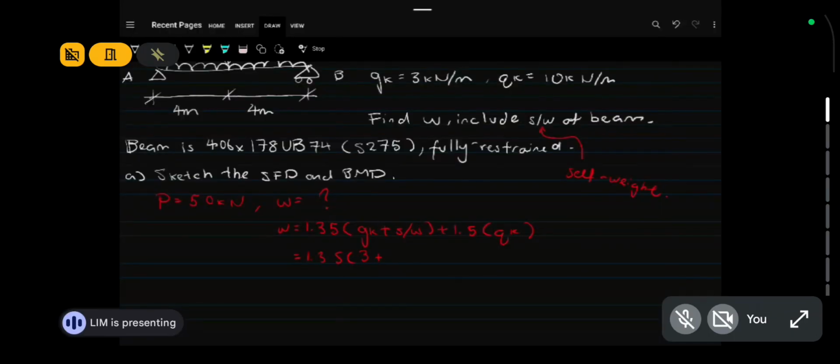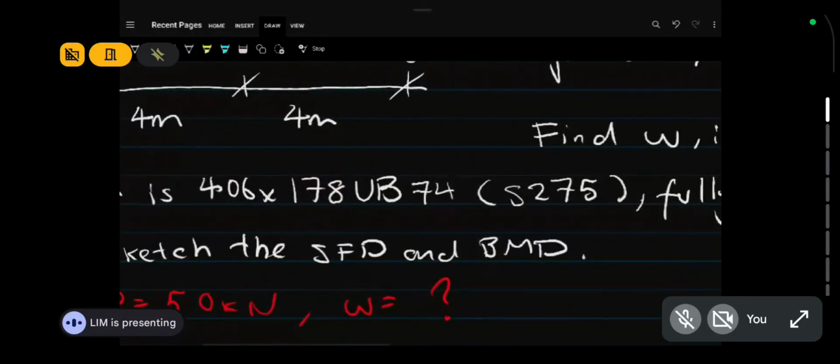So last time I mentioned, if you look at the beam, 406 times 178 times 74. 406 is the approximate height of the beam. 178 is the approximate width of the beam. 74 is the approximate weight of the beam, the self-weight of the beam.